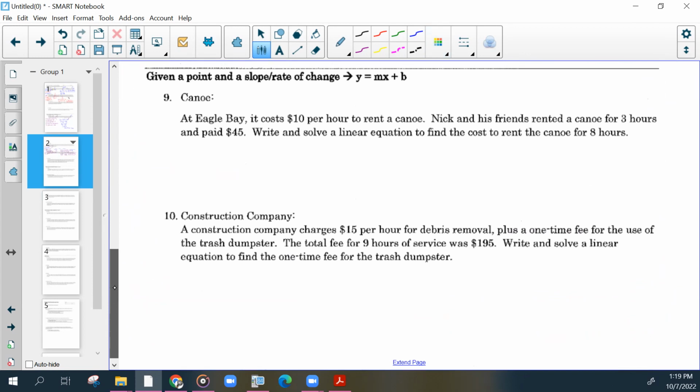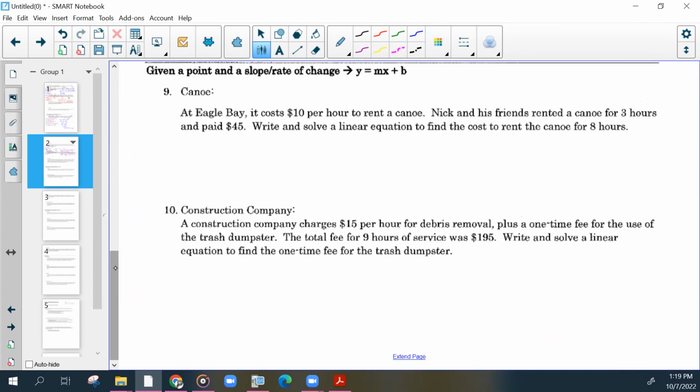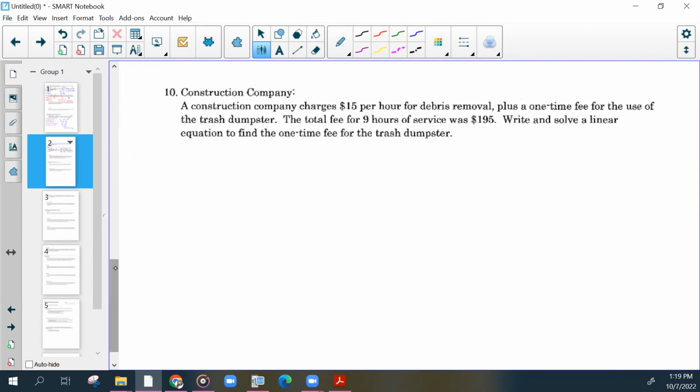So with number 10, a construction company charges $15 per hour. I'm going to label as I go through. So $15 per hour for debris moved, plus a one-time fee for the use of the trash dumpster. The total fee for 9 hours of service was $195. Write and solve a linear equation to find the one-time fee for the trash dumpster. Okay, so I went through and underlined important things: $15 per hour plus a one-time fee, total fee for 9 hours, $195, one-time fee.